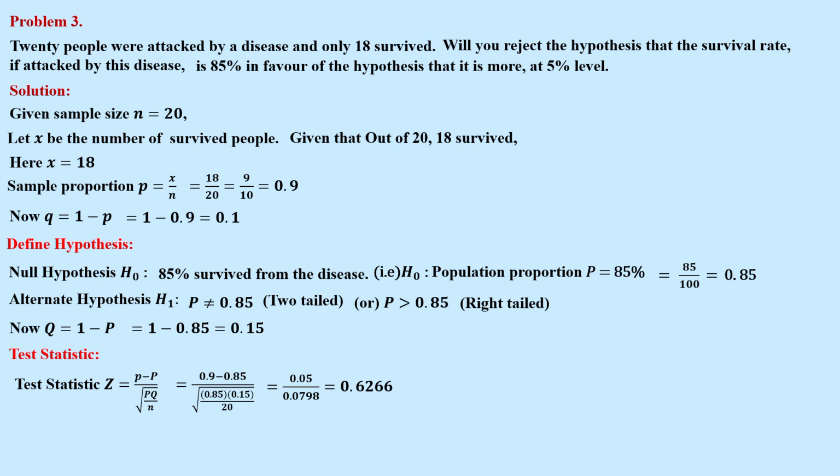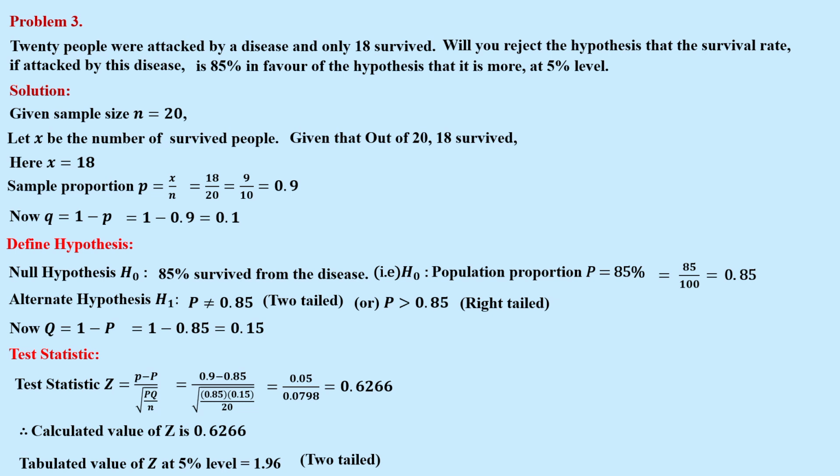So you will get 0.6266. So calculated value of Z is 0.6266. Tabulated value at 5% level is 1.96. Now conclusion, right? Calculated value is less than tabulated value. Therefore H naught is accepted. So P is equal to 0.85. So their claim that 85% survived, that is true.